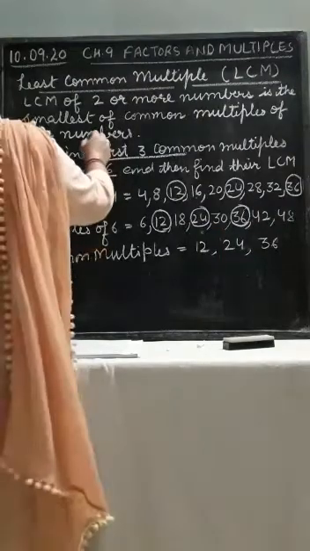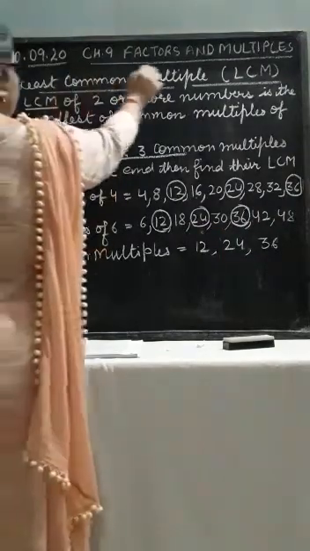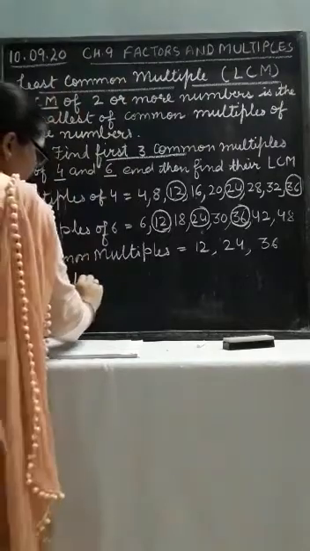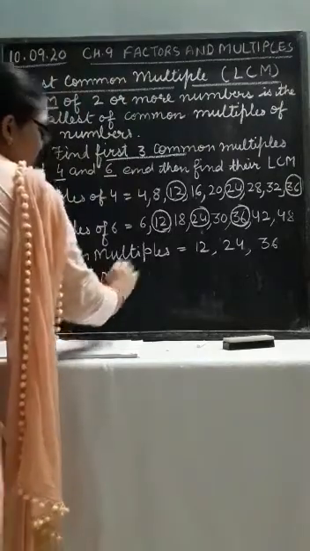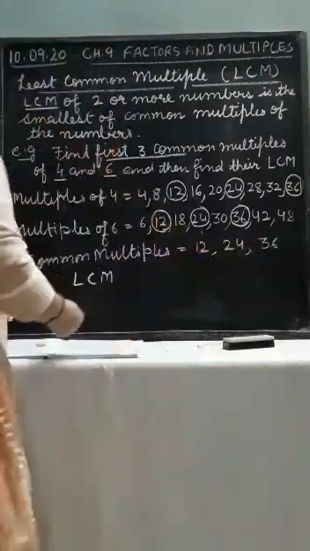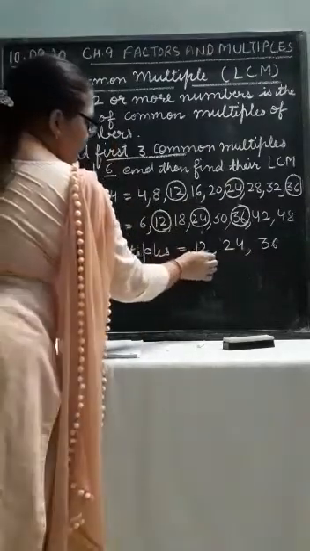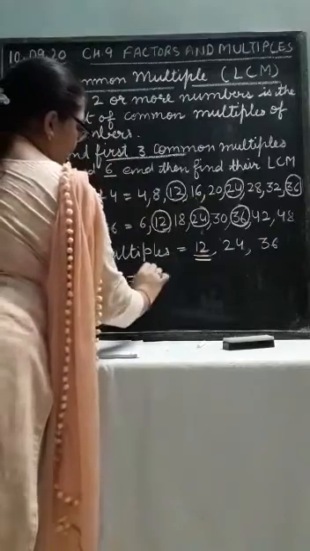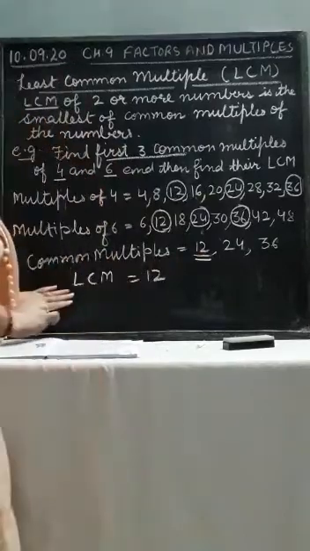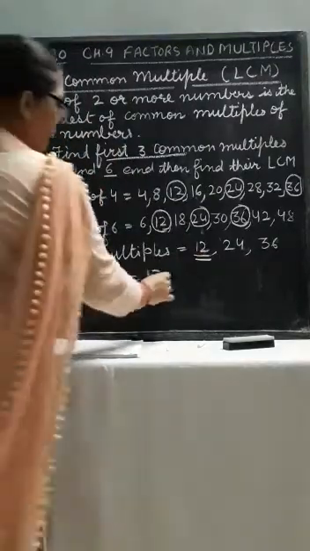Now, what is LCM? Least common multiple. Least means smallest. Smallest of these will be LCM of 4 and 6. Here least multiple is 12. So LCM of 4 and 6 is 12.